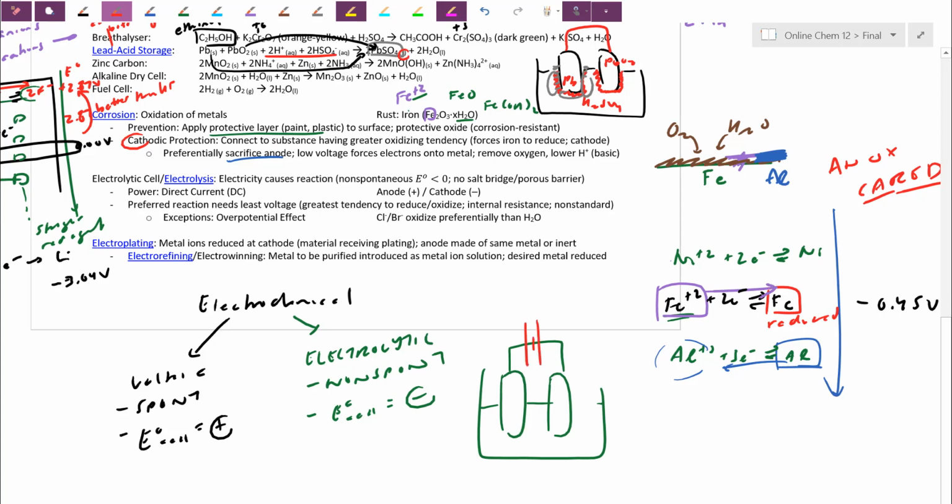For the power supply, we go long line, short line. The long line is the positive side. The short line is the negative side. The positive side is the anode. The negative side is the cathode.